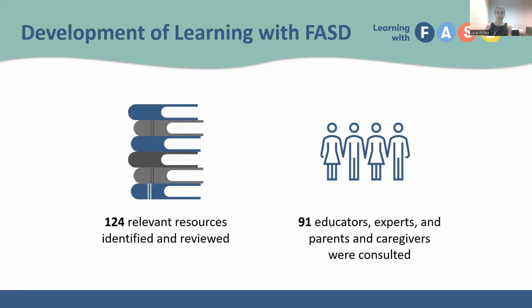So I'll just really quickly touch on the development process. So the website was developed based on the findings of a scoping review and a series of consultations. So we identified and reviewed 124 existing resources for the primary education sector in order to identify gaps in the currently available suite of resources. And we also conducted consultations with primary school teaching and support staff, FASD and education experts, and parents and caregivers of children with FASD in order to determine needs and preferences for new resources. So over 90 individuals were consulted during the development of Learning with FASD.